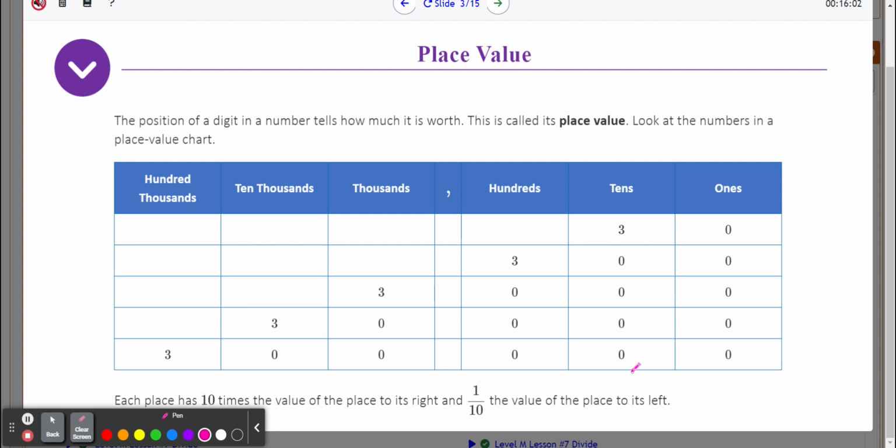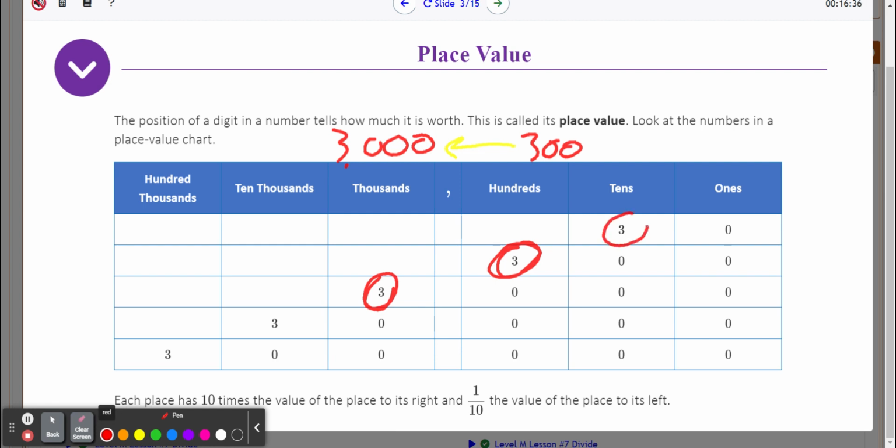You can also look at these relationships in the opposite way. Again, let's look at our 3,000. Now, if I move one spot to the right, that's 300. So you could either say that 3,000 is 10 times greater than 300, or the other way of looking at it is that 300 is 1/10 the value of 3,000 because you moved once to the right.